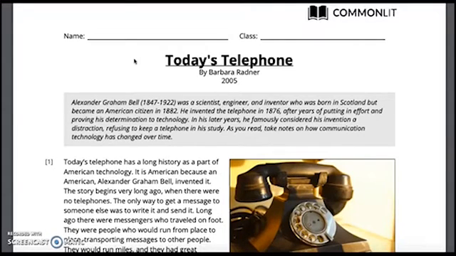It says, Alexander Graham Bell, 1847 to 1922, remember those are the years he lived, was a scientist, engineer, and inventor who was born in Scotland, but became an American citizen in 1882. He invented the telephone in 1876 after years of putting in effort and proving his determination to technology. In his later years, he famously considered his invention a distraction, refusing to keep a telephone in his study. As you read, take notes on how communication technology has changed over time.